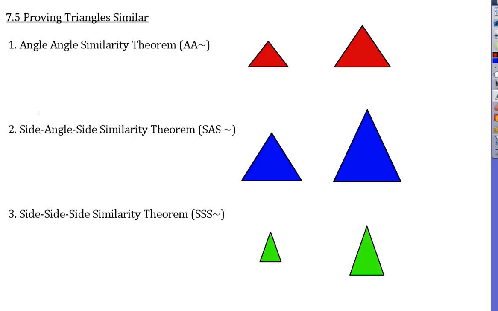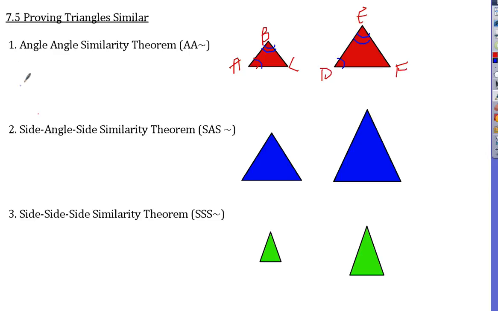Review section 7.5, similar triangles. We've already reviewed angle-angle similarity. That's when you have to show that you have two pairs of congruent angles in order for the triangles to be considered similar. So if angle A is congruent to angle D, for example, and B is congruent to angle E, then I can show angle-angle similarity.